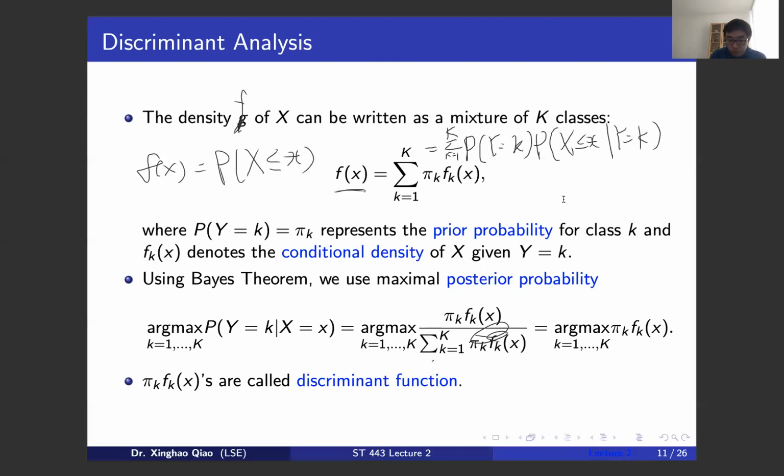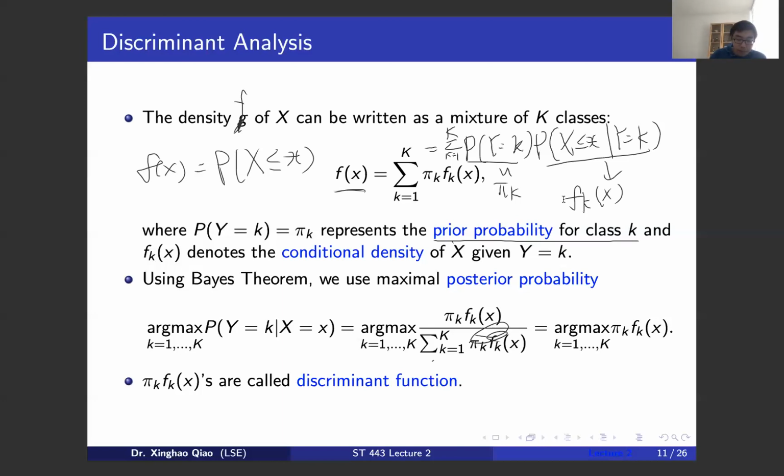The first part is the probability of Y belonging to the k-th class. We don't have any information from the data, so we may call this the prior probability for class k. We use pi k to denote the prior probability. And we denote the second part as f k of x: given that Y belongs to the k-th class, what is the density function for capital X? This is just the formula of total probability.